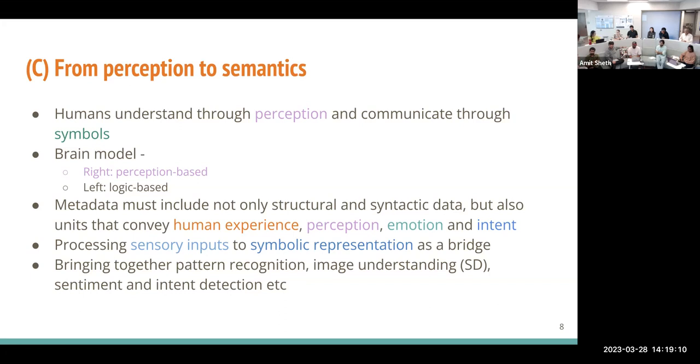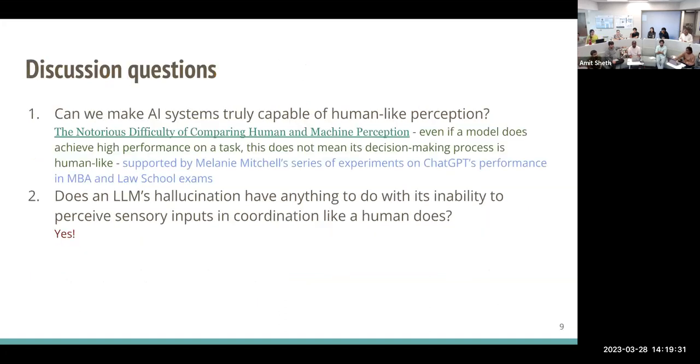If we want to model a machine that is able to take perception into consideration, then these different sensory inputs need to be working together in coordination with one another and not just as separate and individual components. We can move on to the next slide.